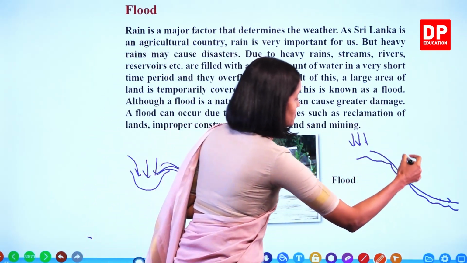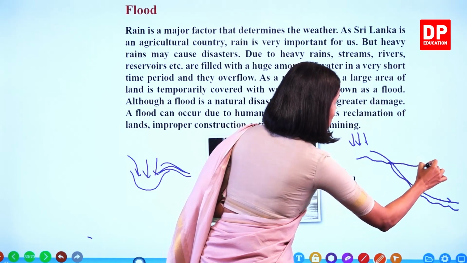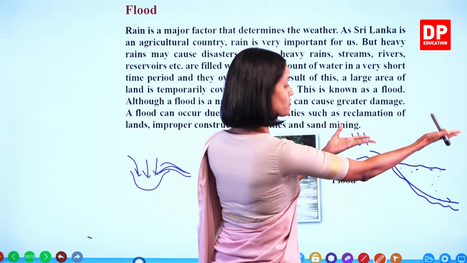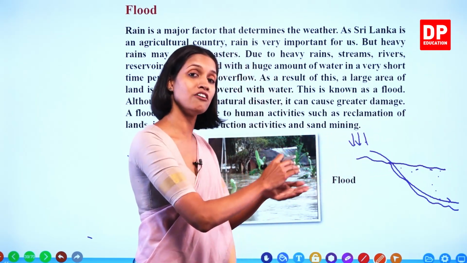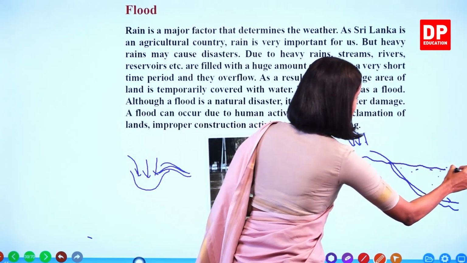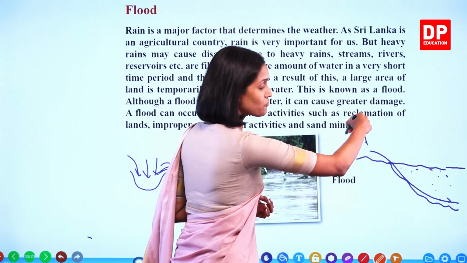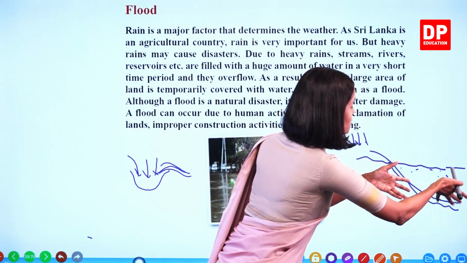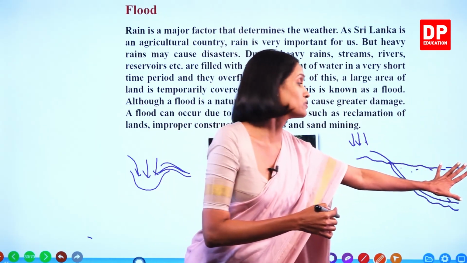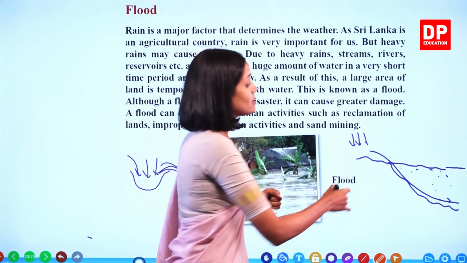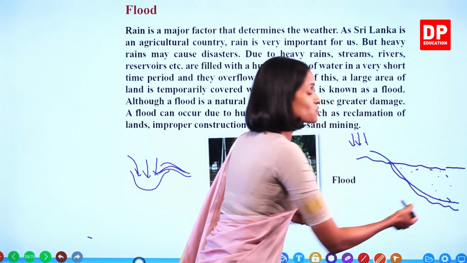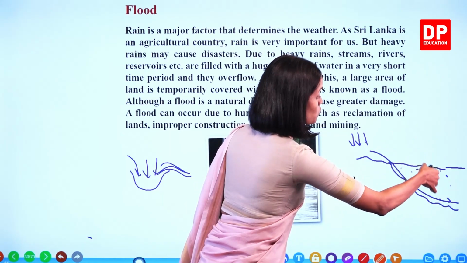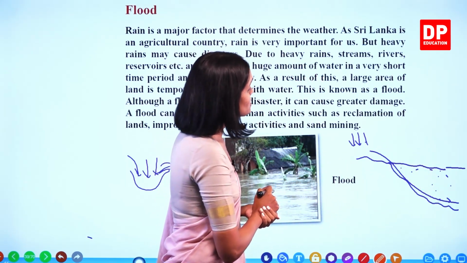But what will happen if people refill these types of lowland areas and raise them to the normal level of the land? What will happen, children? Right now the rainwater falls through these lowland areas and nicely goes to the rivers, right? But if we refill these lands, what will happen? There's no path for this rainwater to flow. Right, children?